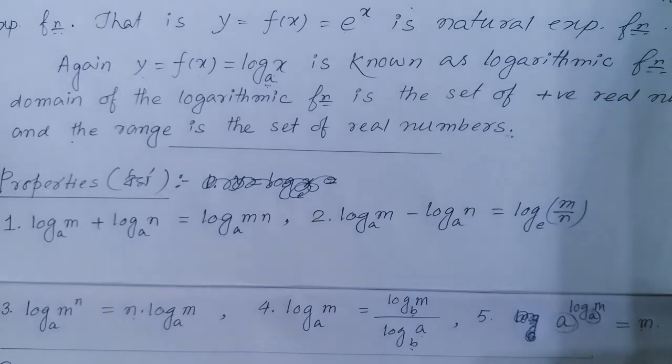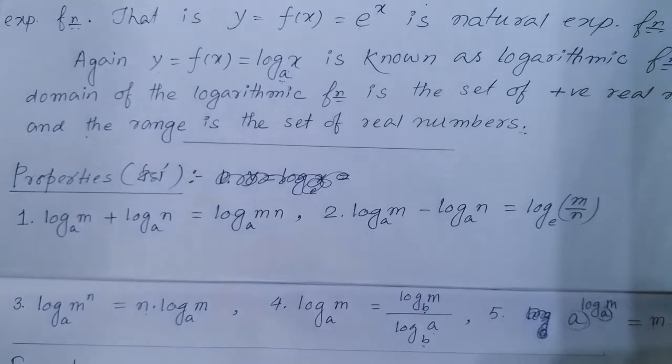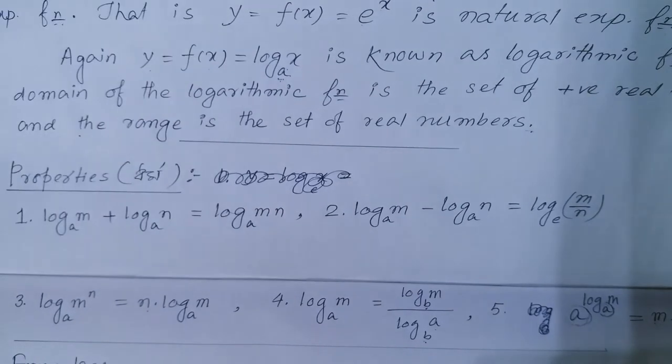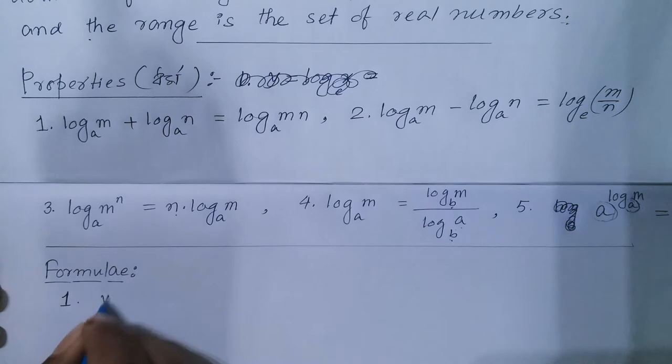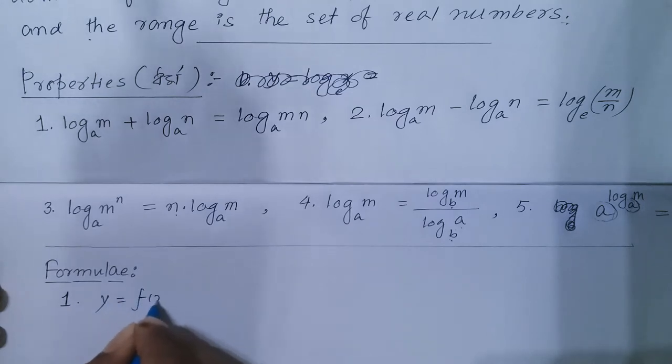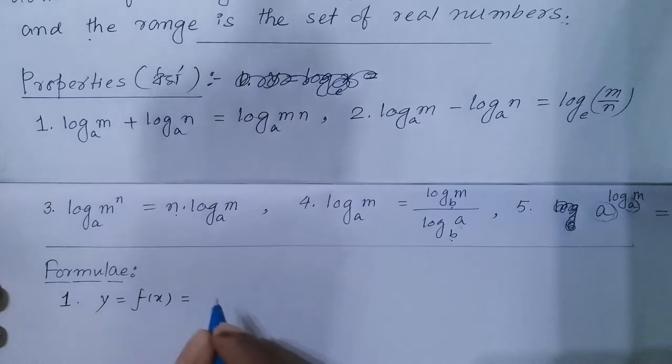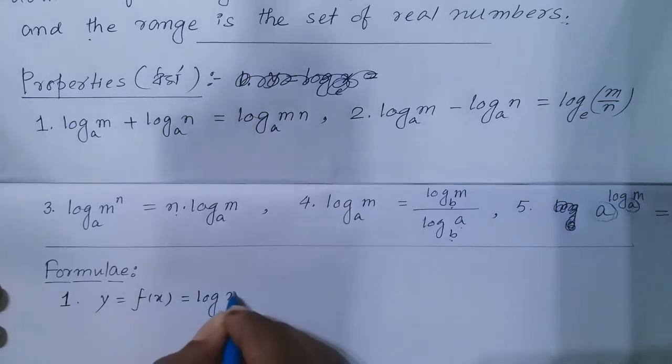Now you see, we have some formulae of differentiation to find the derivative of the exponential function and the derivative of the logarithmic function. But here, actually, the formula for the logarithmic function is only for the base e, not the other bases. It is only for the base e. So you see here, the number one formula: y is equal to, you may also write fx, y is equal to fx is equal to log of x to the base e.